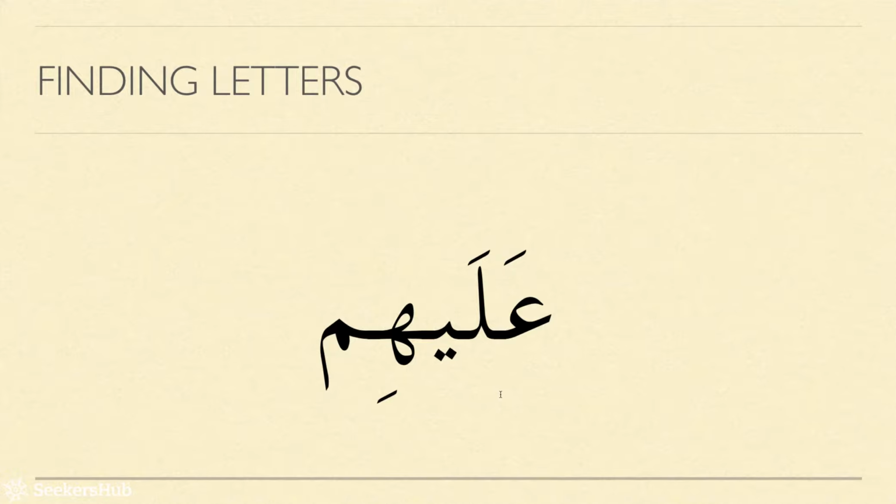Alayhim. Here we have the ayn with fatha, lam with fatha, la, followed by the ya, lay, alay. Then we have our ha here in its middle form, with this kind of figure of 8 shape, he, and then followed by the meem, him. Alayhim.